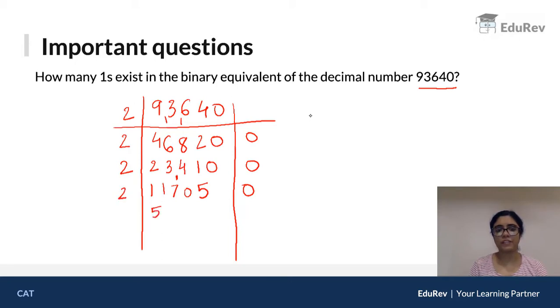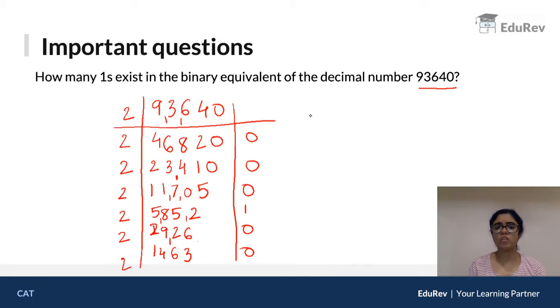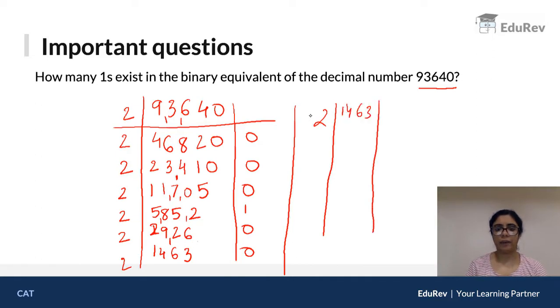Now 2 5s are 10, 2 8s are 16, 2 5s are 10, 2 2s are 4, 1 is the remainder. Now 2 2s are 4, then 2 9s are 18, then you have 2 2s are 4, 2 6s are 12, remainder 0. Now again 2 1s are 2, 2 4s are 8, 2 6s are 12, 2 3s are 6, the remainder is 0. Now I'll continue again. So I'll write it here. Our number is 1463.